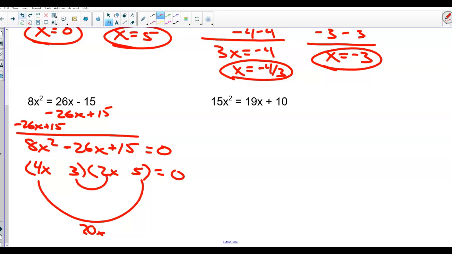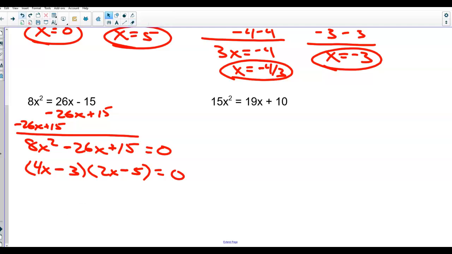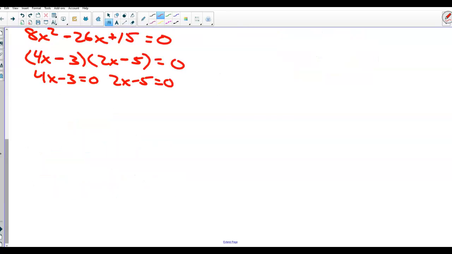20x, 6x. Is there a way to make 20x and 6x negative 26x? Absolutely. You make them both negative. And what works out nicely about that is negative 3 times negative 5 still gives me my positive 15. So now that the center term has been checked and is correct, we can move forward. We have 4x minus 3 equals 0, and 2x minus 5 equals 0.